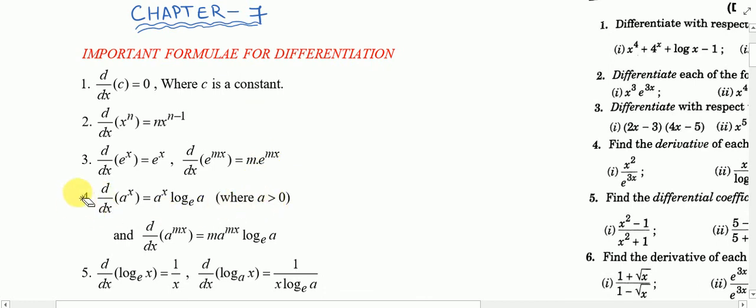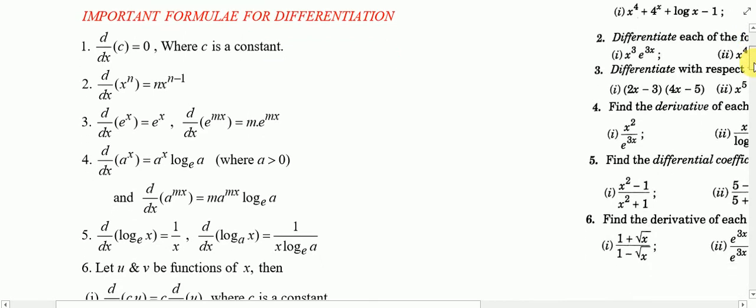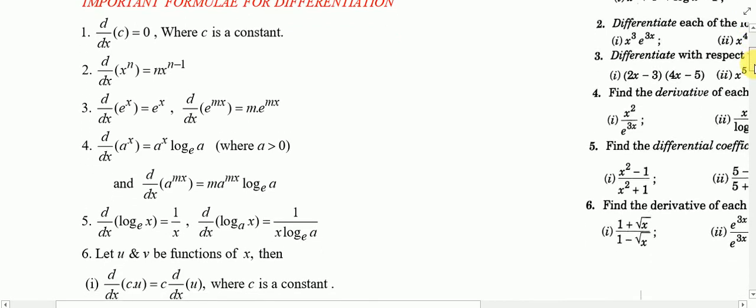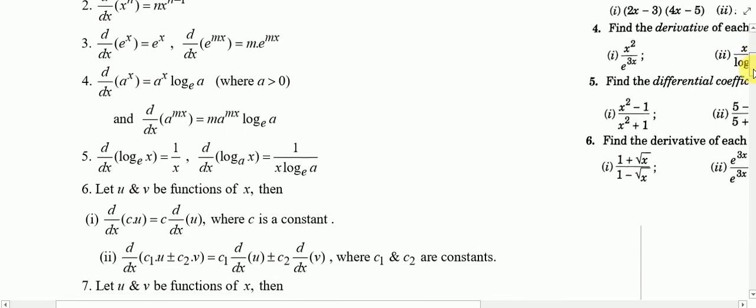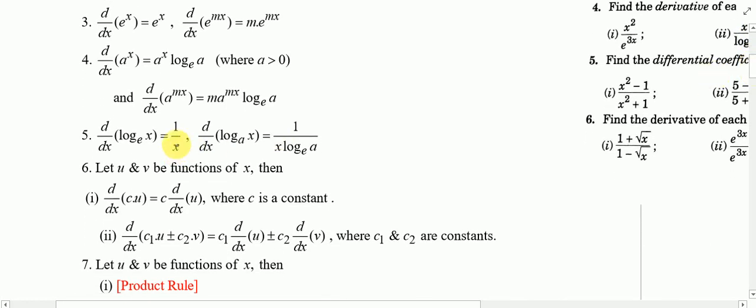I have already sent this list to you all, the formula list. So you all are expected to know it beforehand. So this was fourth. For fourth, if you have something of this type also you can do then.